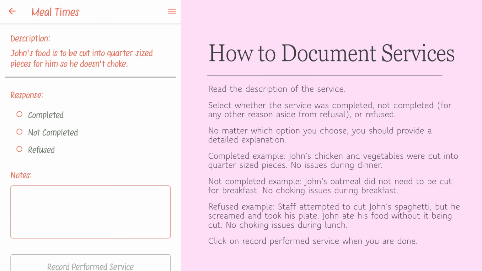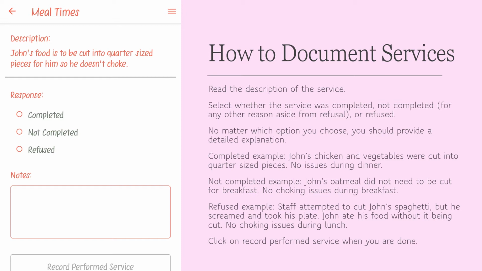Read the description of the service. Select whether the service was completed, not completed for any other reason aside from refusal, or refused. No matter which option you choose, you should provide a detailed explanation. So an example of a service that is completed would be John's chicken and vegetables were cut into quarter-sized pieces, no issues during dinner. An example of a description for a service that was not completed would be John's oatmeal did not need to be cut for breakfast, no choking issues during breakfast.